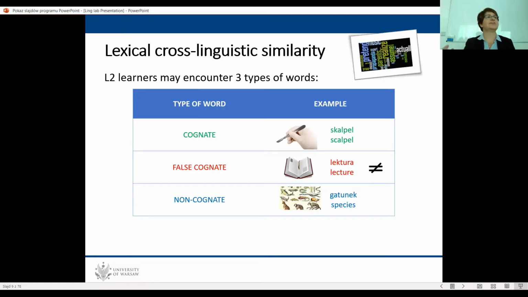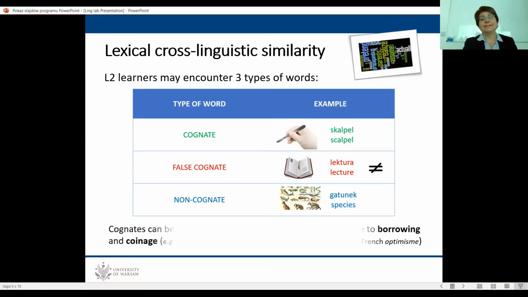Okay, and those words, language learners, not third language learners for a moment. Those learners will encounter three types of words. So cognates, where the form and the meaning are very similar. False cognates, where the form is very similar but the meaning is different, like lectura and lecture do not mean the same, right? And non-cognates, where the meaning is similar but the form is completely different.